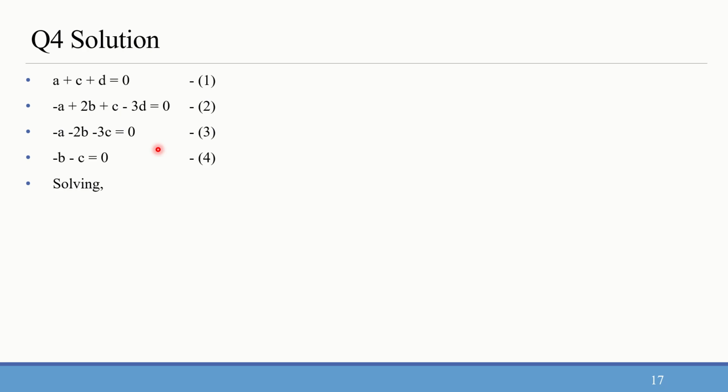First we take the last equation, equation 4, and we get B equal to minus C, keeping one B and taking the other term to the other side. Substituting it in equation 3, we have minus A, and with B equal to minus C, minus 2B becomes plus 2C, minus 3C is equal to 0. So basically it shows that minus A minus C is equal to 0, or A is equal to minus C.